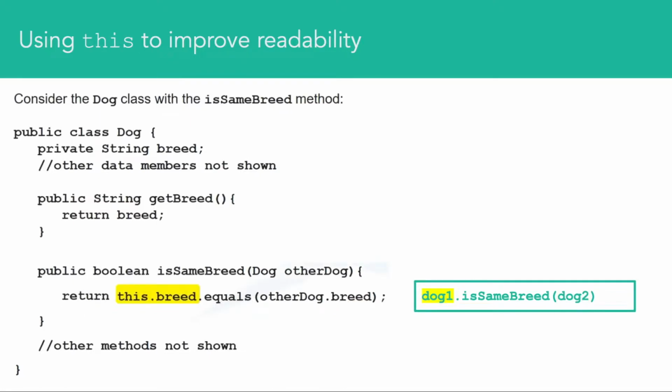Some programmers want to make it explicitly clear that at this point, breed refers to the calling object's breed. They can choose to make it clear using the keyword this, where this refers to the object that is calling the method isSameBreed. In this case, the object dog1. It's important to note that this is optional.